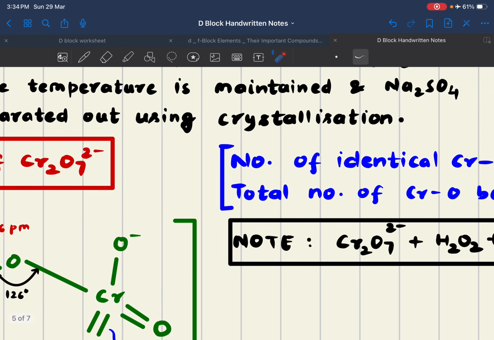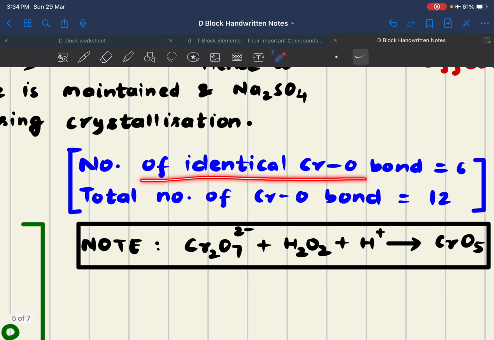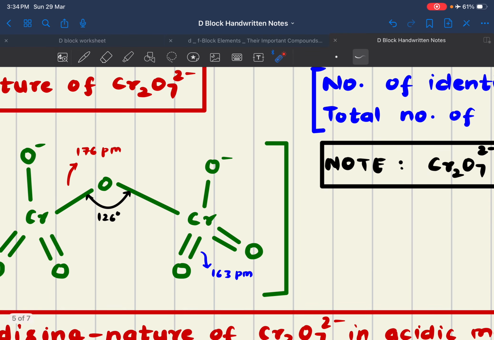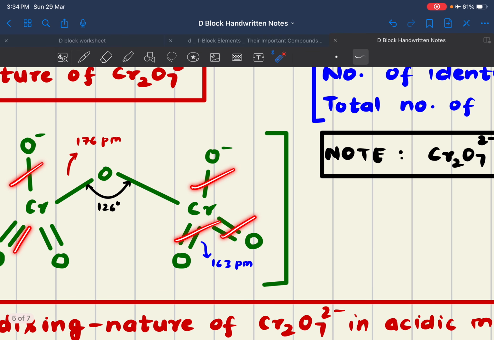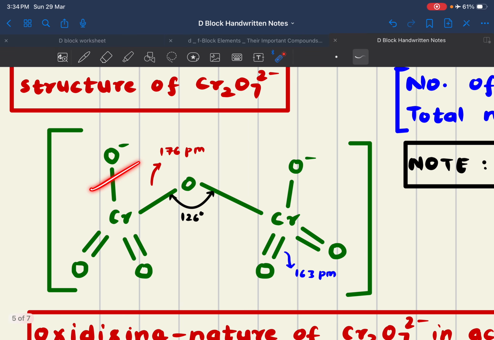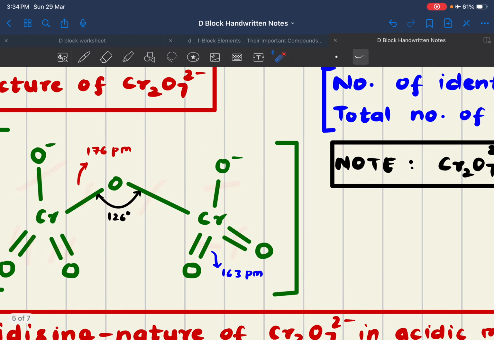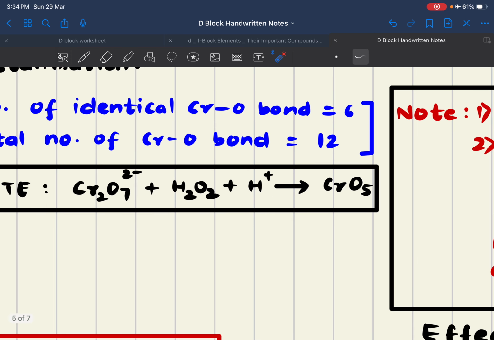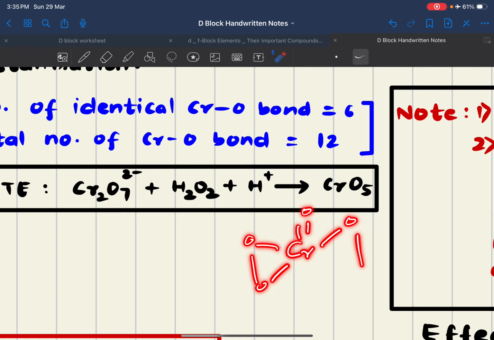I have added two questions. The number of identical Cr-oxygen bonds is 6. How 6? 1, 2, 3, 4, 5, 6. And the total number of Cr-oxygen bonds is 12: 1, 2, 3, 4, 5, 6, 7, 8, 9, 10, 11 and 12. Hope it's clear. Now one very important reaction: dichromate in acidic medium reacting with peroxide gives CrO5, and CrO5 has a butterfly structure. I hope you know this structure. This is the structure.